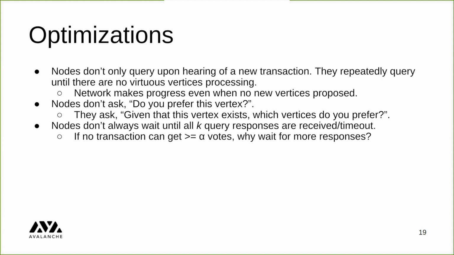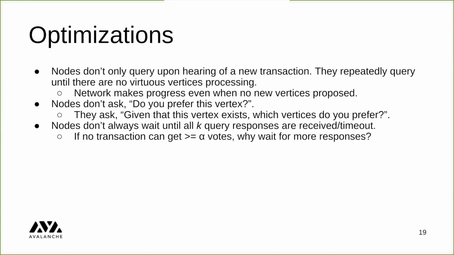Similarly, the protocol, as I described it before, you only query upon hearing about a new transaction, but obviously you need a bunch of stuff to be happening on the network to make any progress, because you only make progress when there's a new transaction. So we don't do that, and instead the nodes just repeatedly query the network and follow that algorithm until there's no virtuous vertices processing. A virtuous vertex is one that doesn't have conflicts. If we had it so that we continued until there were no processing vertices at all, then that wouldn't be good, because you could just create conflicting vertices and have the network just churn forever trying to reach consensus on them.